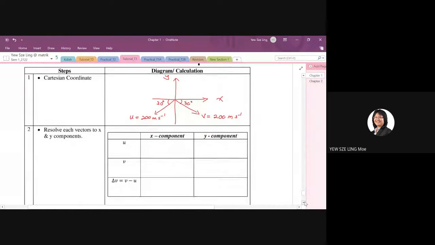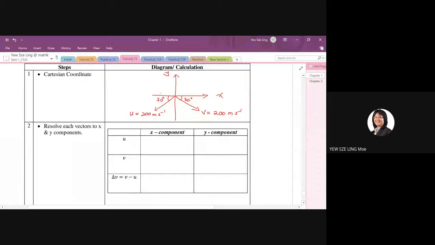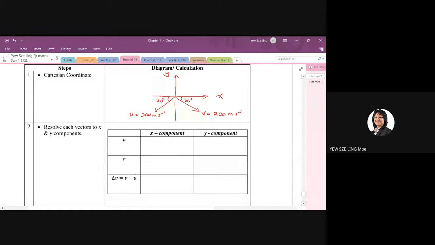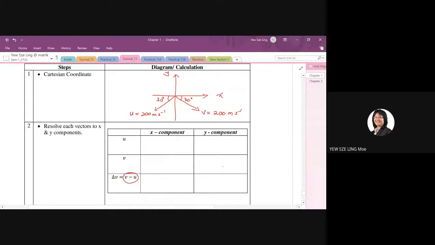Once you have the Cartesian coordinate diagram, the next part becomes very simple, because you just have to resolve them and put them into the table. You resolve u into x and y, and resolve v into x and y. But remember, your last step is no longer the resultant vector. You don't calculate the total. You calculate the difference between v and u. You use v minus u. So let's resolve it first.